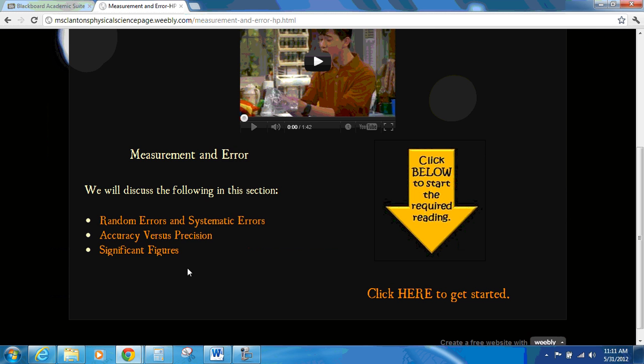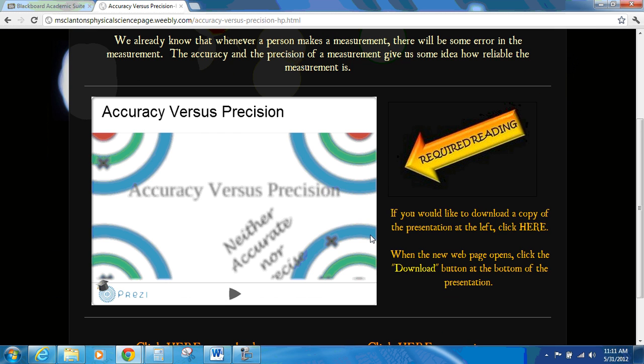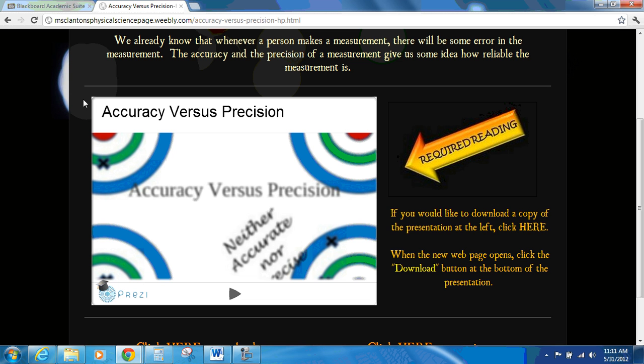From here, we are going to click on accuracy versus precision. Most students do not struggle too much with random errors and systematic errors, so we'll just skip right forward to accuracy versus precision. From here, make sure you read each of these little reading assignments, which are located in these little windows. These are called prezzies. Again, if it says required reading, you need to make sure to read it.